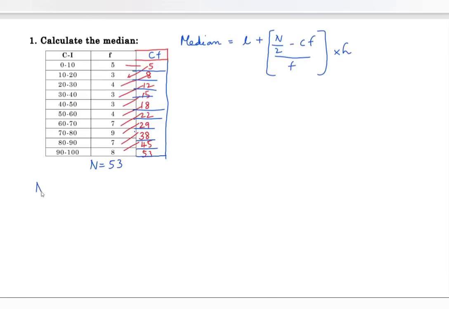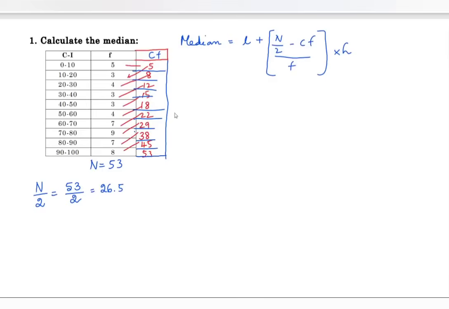Now the first step is to calculate the value of n by 2. That is, divide n value by 2. N is 53 divided by 2. Now 53 by 2 is 26.5. Now the value 26.5 lies between which value of the cumulative frequency?